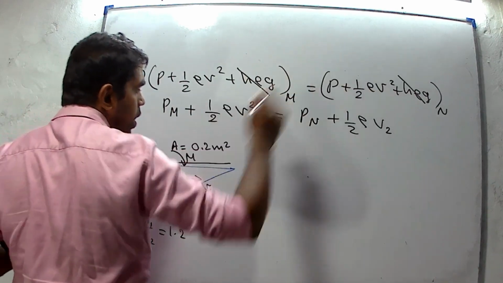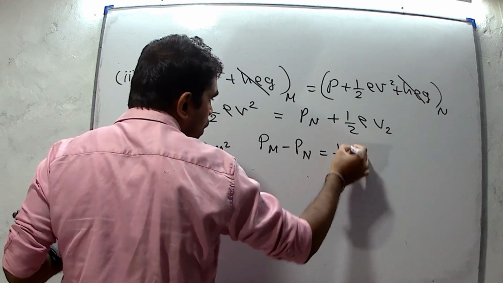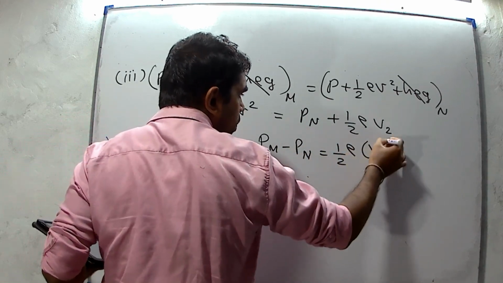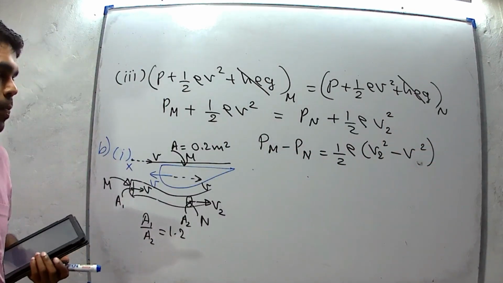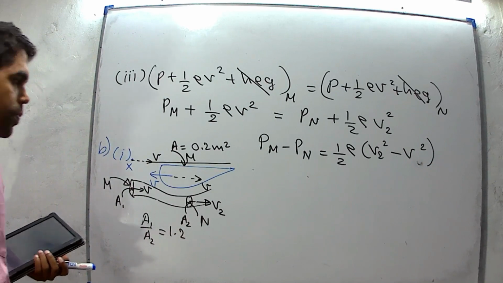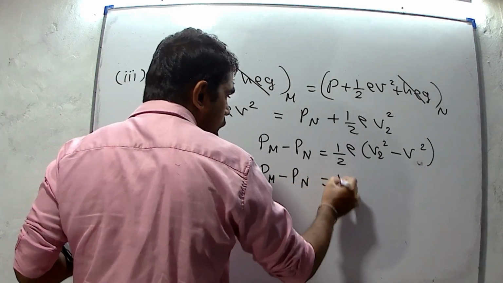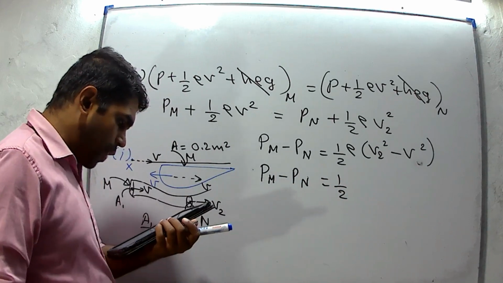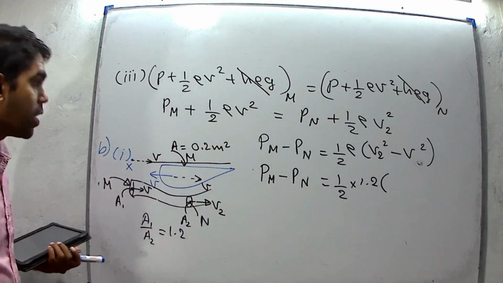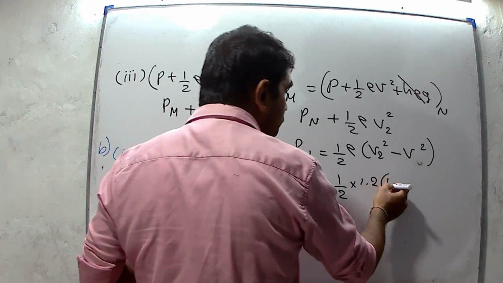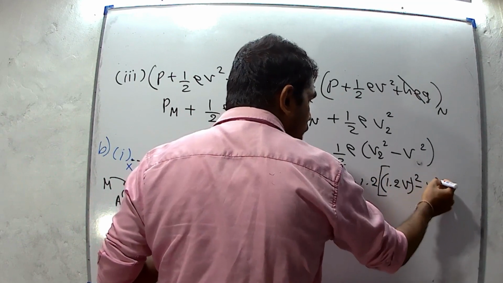I will bring this part to the right hand side. Then Pm minus Pn equals half rho times V2 squared minus V1 squared. I have obtained a common factor, half rho. Now we can substitute in Pm minus Pn, the pressure difference, half, density of air is given as 1.2. Now we can substitute V2 as 1.2V, and we have 1.2V squared minus V squared.